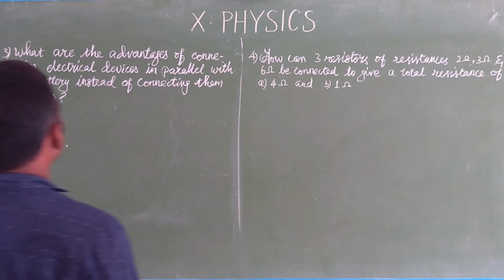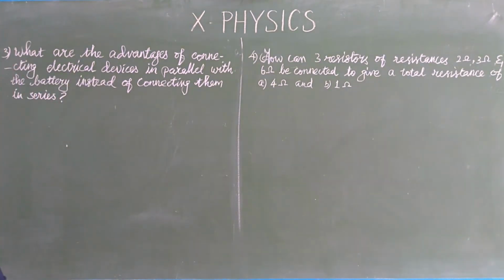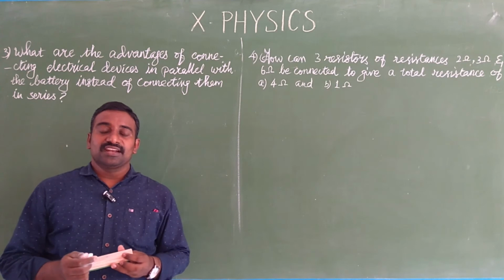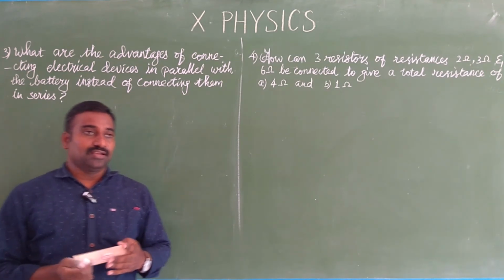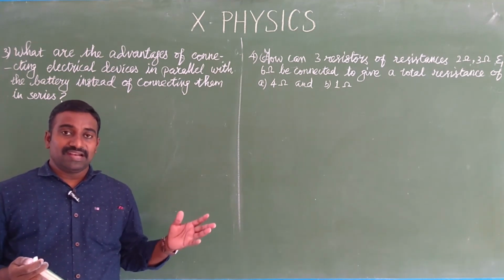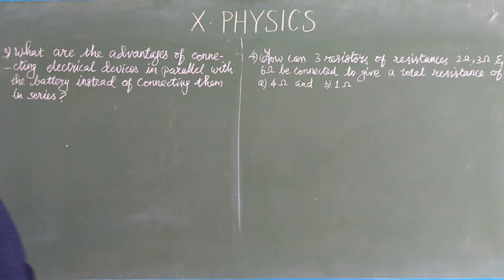What are the advantages of connecting the appliances, that is electrical devices, in parallel with the battery instead of connecting them in series? That is, connecting the appliances in parallel is better than connecting them in series. They have asked what its advantages are. So why do appliances need to be connected in parallel with the battery instead of in series? We already know the advantages, as we discussed already.